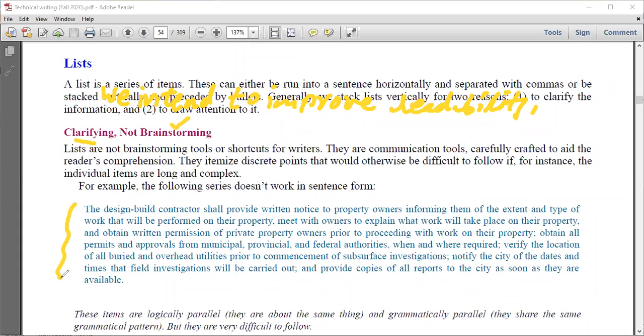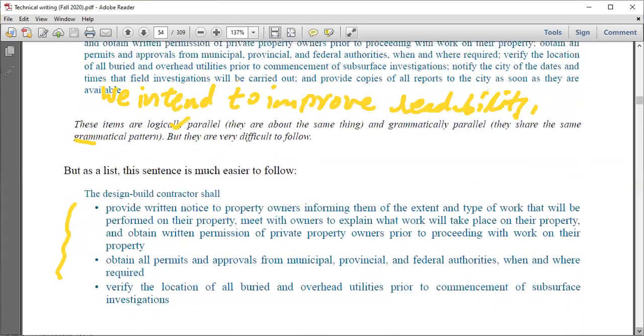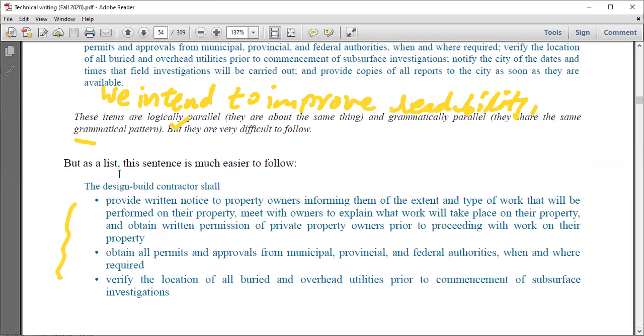So when we are reading this, basically we are lost, because there are lots of things, lots of steps. We don't know which is starting, when, and which follows what. So if we put the same information in list form, let me scroll down, like this. This is much easier to follow: the design build contractor shall. All the points have been broken into different bullets.